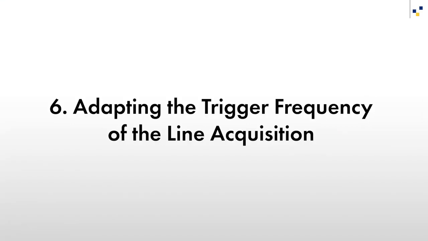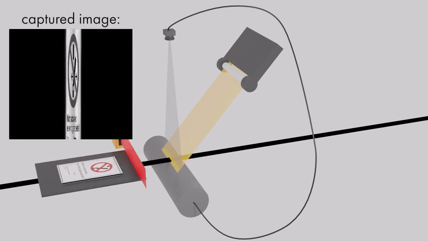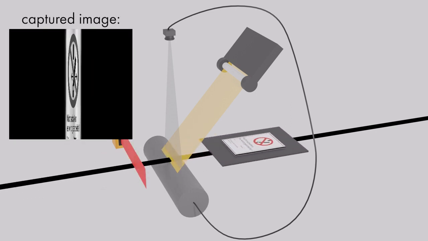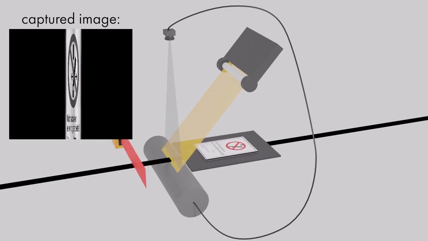The next step is to adapt the trigger frequency of the line acquisition. We learned in the previous part of this series that in order to obtain an ideal 2D image and avoid distortion, the resolution in pixels per millimeter should be identical in both the X and Y directions. Looking at the image, which should contain a perfect circle, we can clearly see that this is not the case in the images we have taken so far. To solve this problem, we need to adjust the frequency of the line acquisition. In the case of this camera, this is done by the frequency converter.